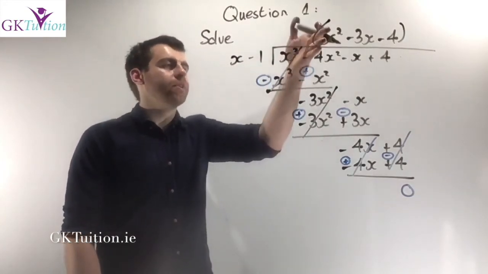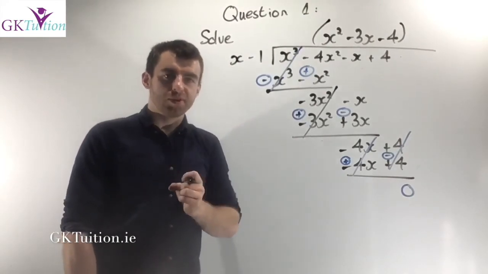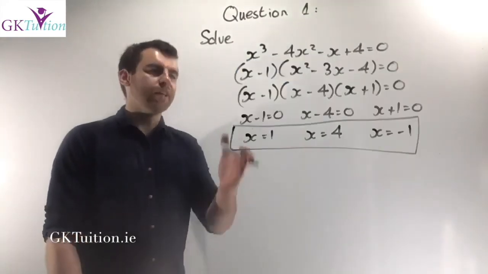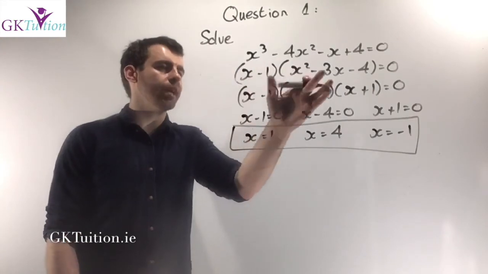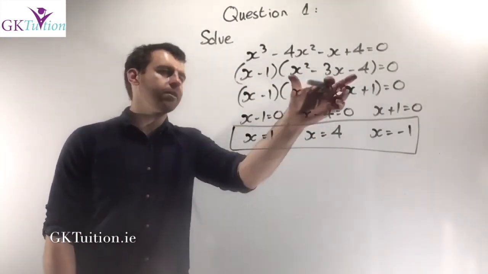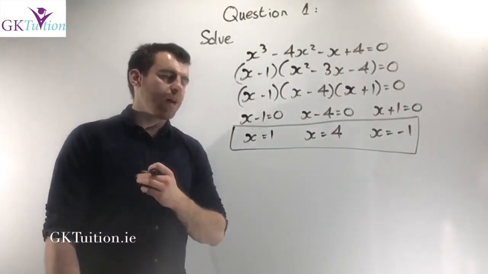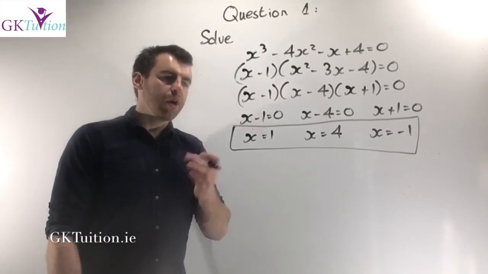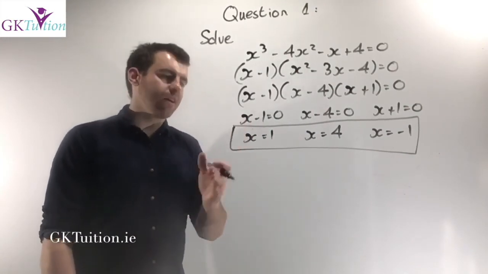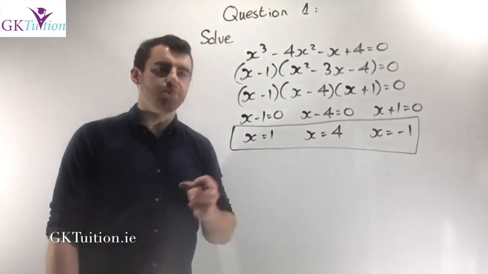Now that I have this quadratic and I have this factor, I can work out the roots of my cubic. So I've identified that x minus 1 times x squared minus 3x minus 4 will give me this cubic. If I factorise this bit, that's a quadratic, I get x minus 4 times x plus 1. And if I let each factor equal 0, and then I isolate my x, I get that my three roots are x equals 1, x equals 4, and x equals minus 1.